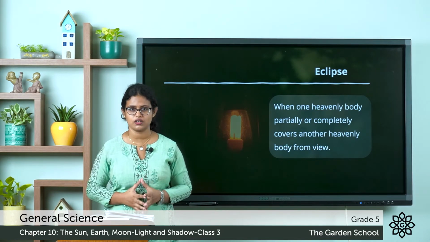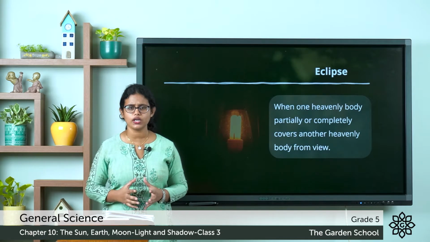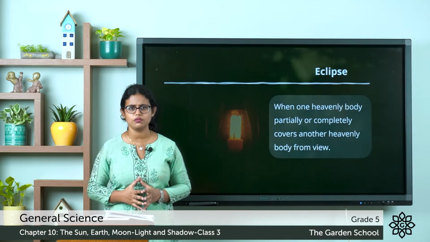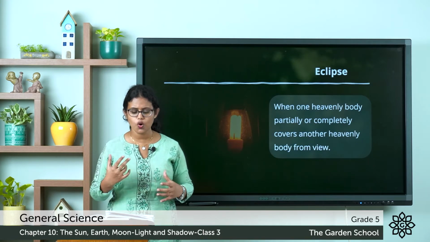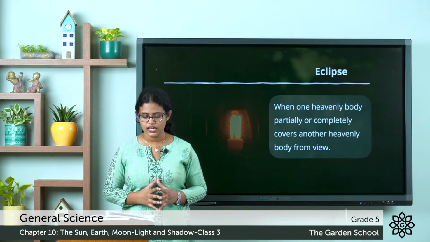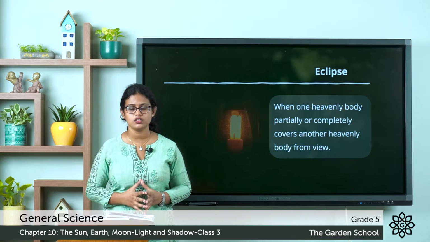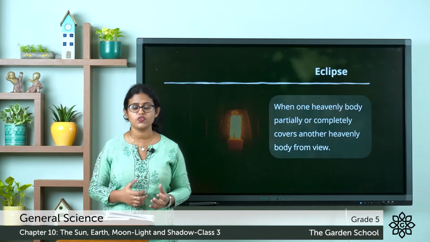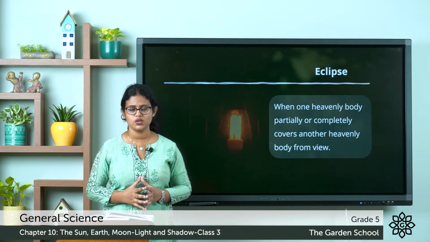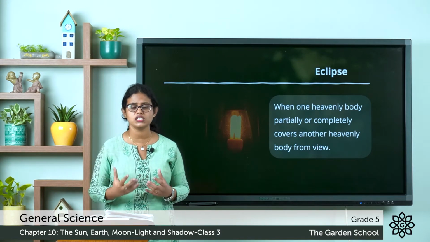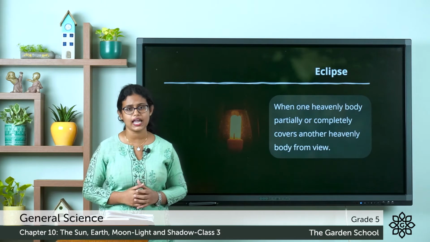So, there is no sun. Actually, what happened here? And after some time, you can see the sun is slowly coming back. So, what really happened? In the bright daylight, the sun went away for a few seconds. What do we call this phenomenon? We call it eclipse.